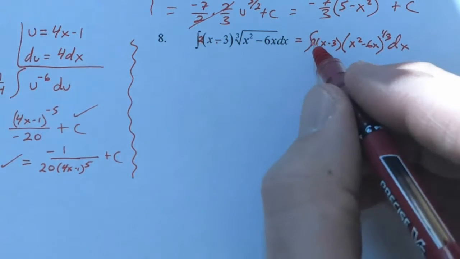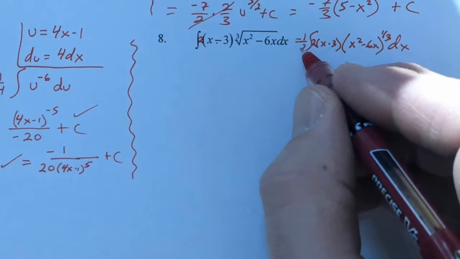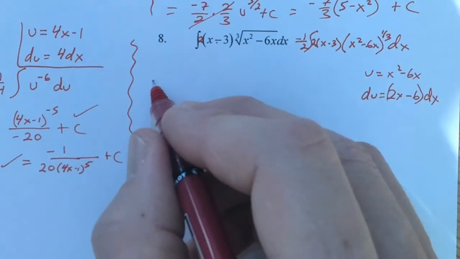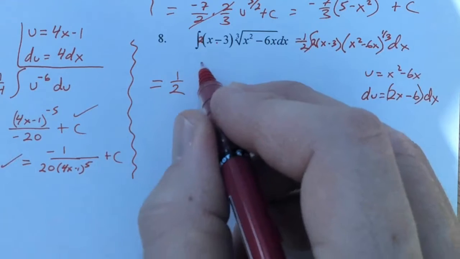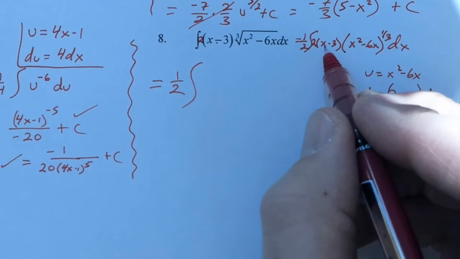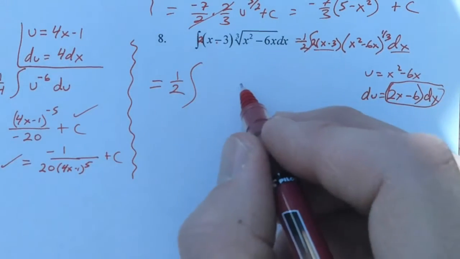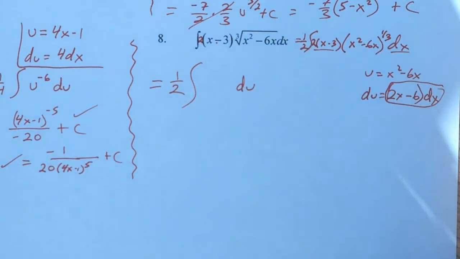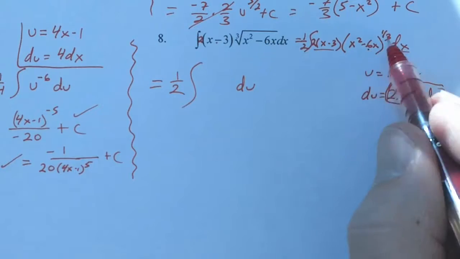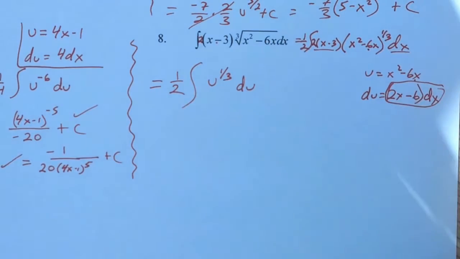All right, so 2 on the inside means 1/2 on the outside. So 1/2 antiderivative. The 2 and the x minus 3 and the dx, that's all 2x minus 6. So that's all subbed in for du. The x squared minus 6x subs in for u, so we have u to the 1/3.